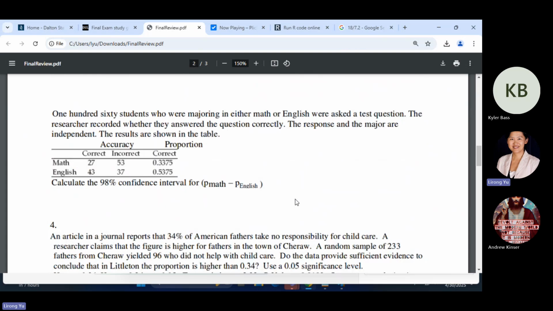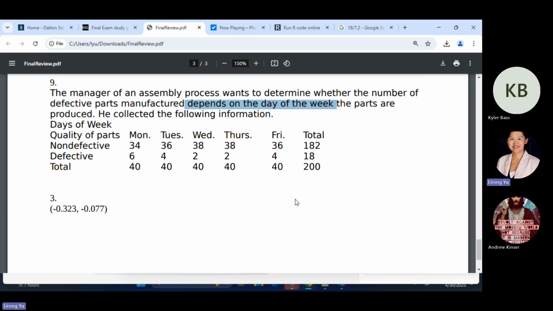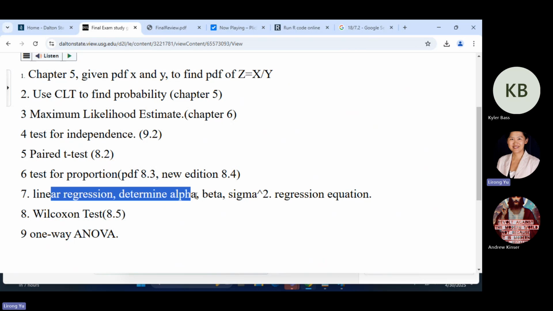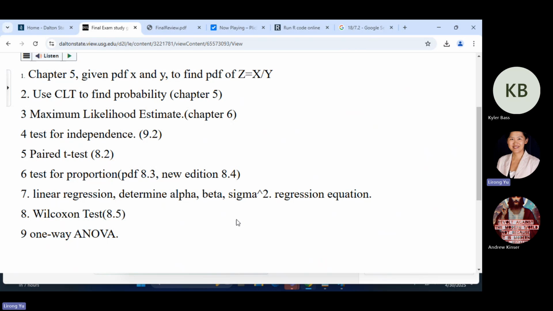The other one is before and after. No, I think it's in the other file. In the other set of practice questions, the test for proportion, we tried it together. That's the assignment from 3.4. Linear regression determining alpha, beta, and sigma was the assignment from 6.5. If you're a little bit unsure how to determine the equation from the question, you might want to review your homework on 6.5. The Wilcoxon test is on 8.5, and one-way ANOVA is 9.3. Those are the planned types of questions.